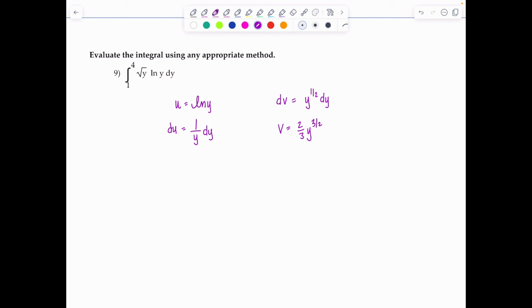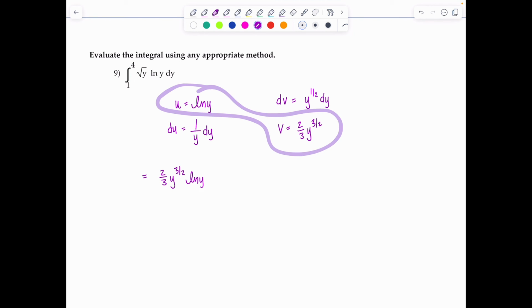So let's see what we've got now. We have uv, which I'll write as 2/3 y to the 3/2 ln y. This gets evaluated from 1 to 4. Minus integral from 1 to 4 of v du. So that's going to be 2/3 y to the 3/2 times 1 over y dy.